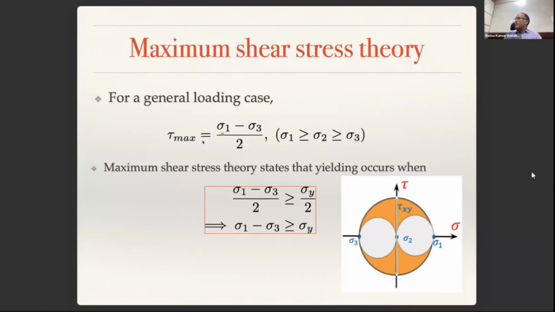The moment you have that, what is our maximum shear stress theory telling us? The maximum shear stress theory tells you when the maximum shear stress in the material becomes equal to the shear yield strength of the material, then failure occurs. Shear yield strength is sigma y by 2. That means sigma 1 minus sigma 3 is equal to sigma y, or greater than or equal to sigma y, is what we call failure. So this is the condition for failure for maximum shear stress theory. Is this clear?